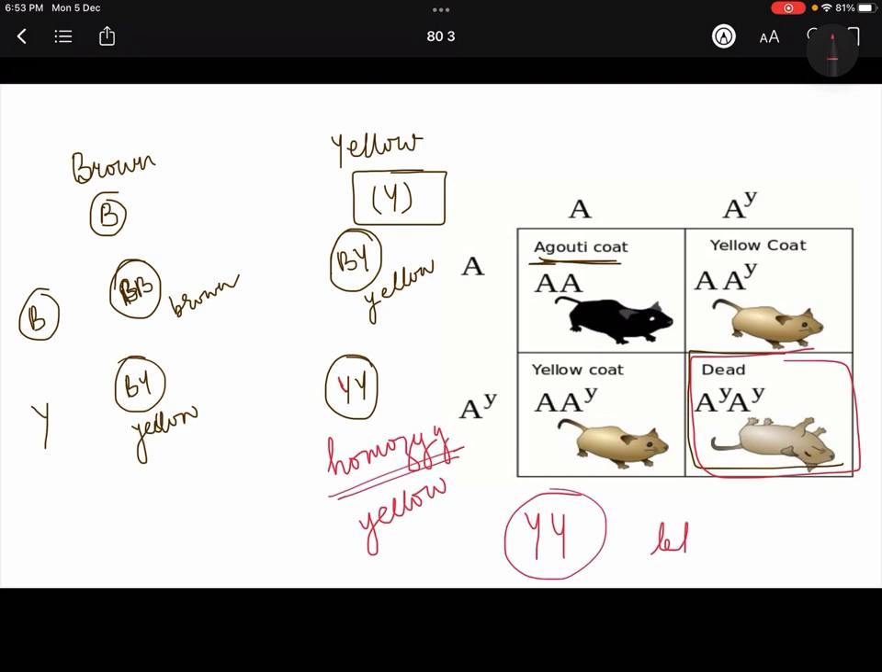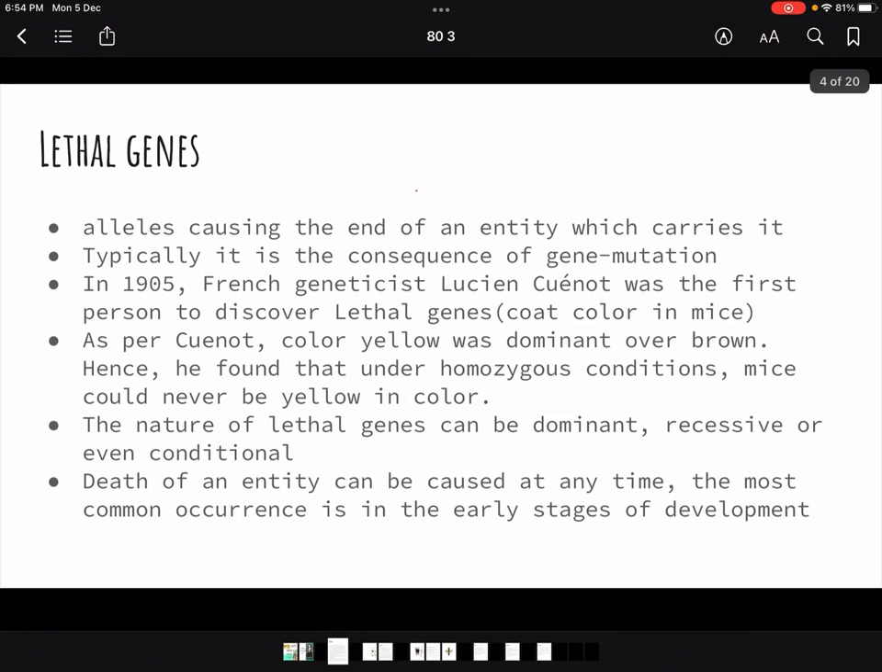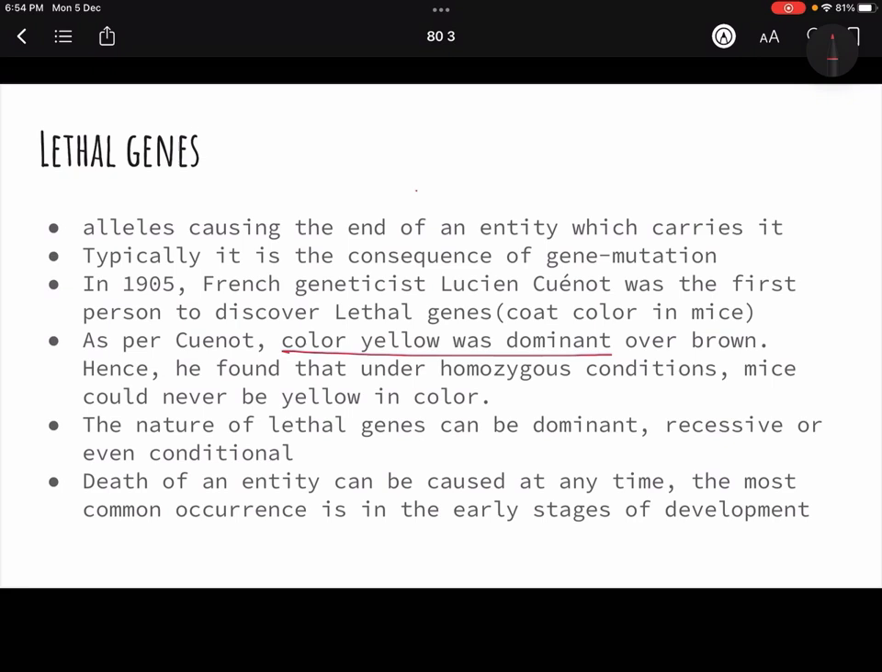That means he saw that there are certain conditions in our genes where, if the mouse was attaining that position, it was dying. So that gene became lethal when in homozygous form. This was what Cuenot studied. As per Cuenot, yellow color was dominant over the brown. We have talked about this. Hence, he found that under homozygous condition, mice could never be yellow in color, because in YY they will never be yellow, since every time they will die.